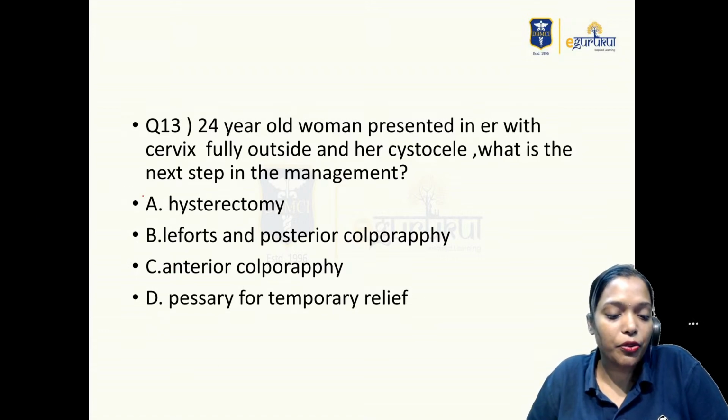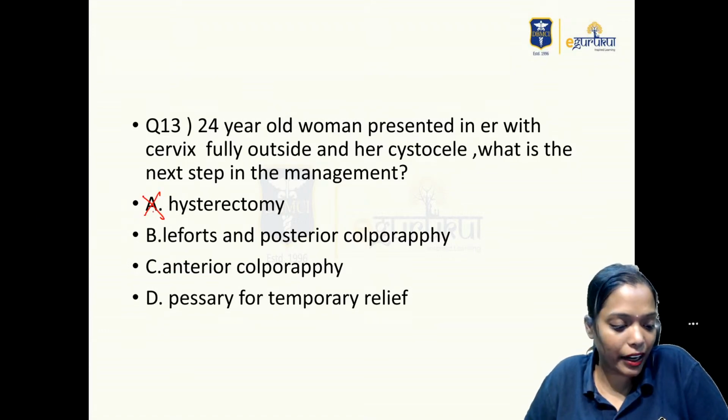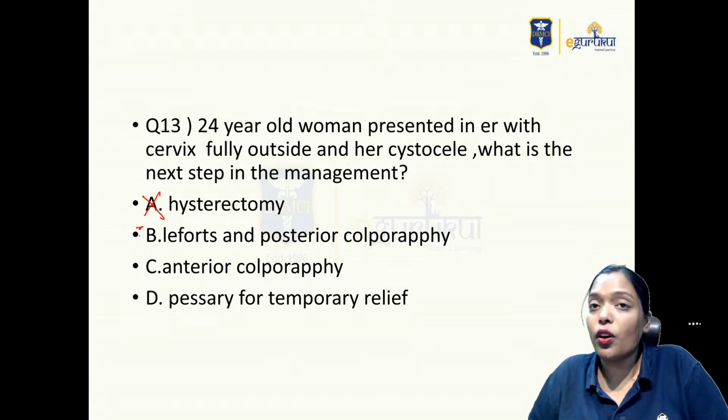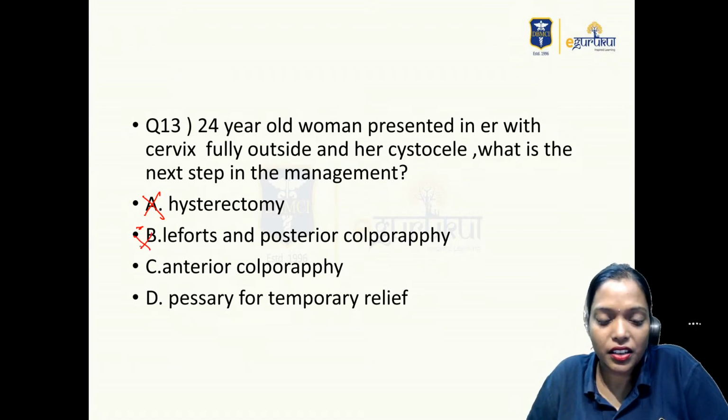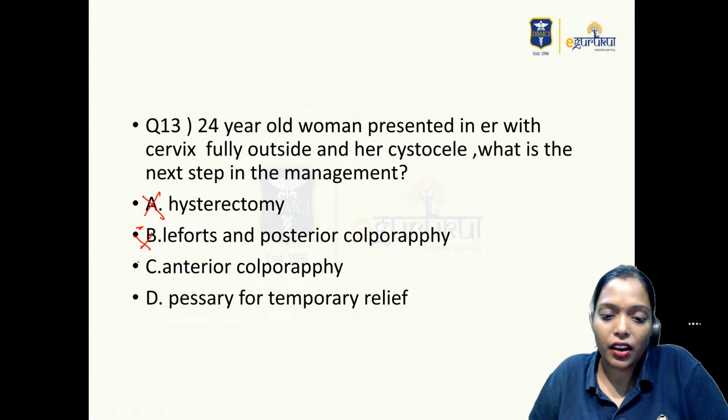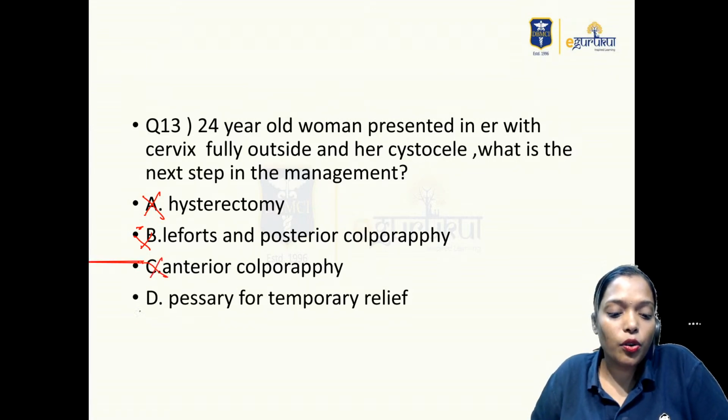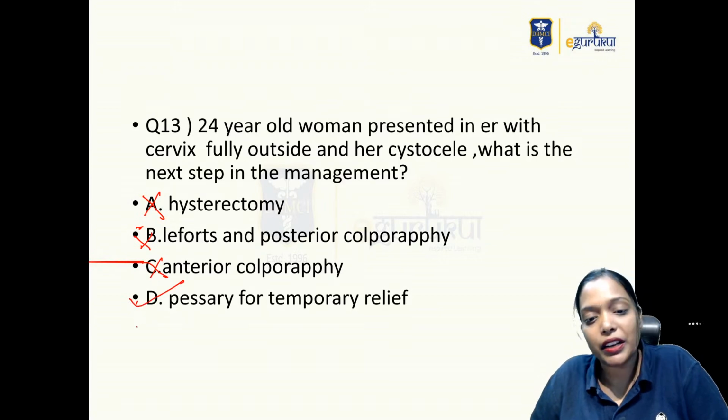As she is 24 years old, obviously I can't do a hysterectomy for her. Le Fort's is a partial procedure, we don't remove everything, but it is done for 80-year-olds who are unfit for major surgeries. Anticholinergics alone will not help because her cervix is also fully outside. So you can put a pessary for temporary relief.